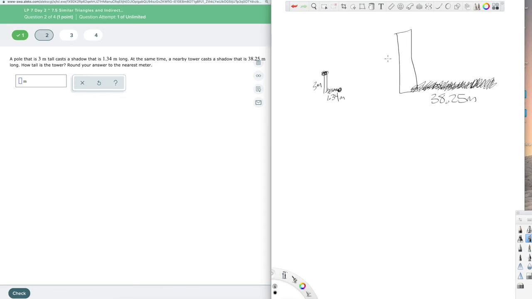We don't know how tall this tower is. It says, how tall is the tower? So I'm just going to say T for tall. And it wants us to round our answer to the nearest meter. So we're going to round it off when we get it. Well, how do we know that these are comparable triangles? I don't see a triangle yet. So when we're looking at the triangle, and I'm doing this in yellow on purpose, we have the sun shining down here like this. So the sun is shining down, and that's what's casting the shadow.